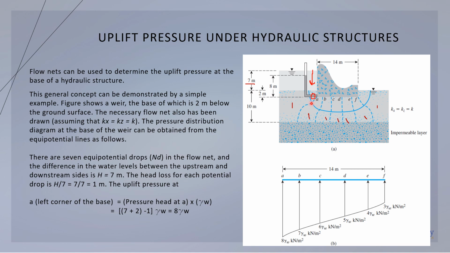Times the gamma water. So that is the same, no? The pressure at point A, that is the left corner of the base, is equal to 8 times the gamma water. So that's all it is.